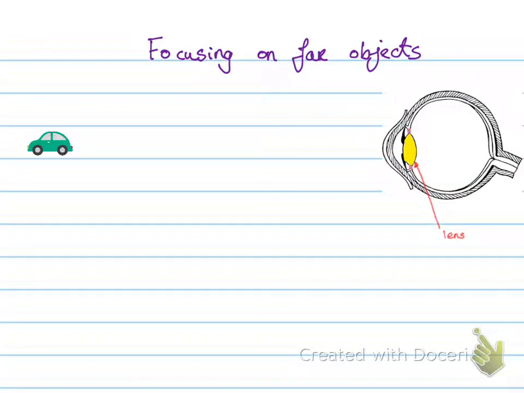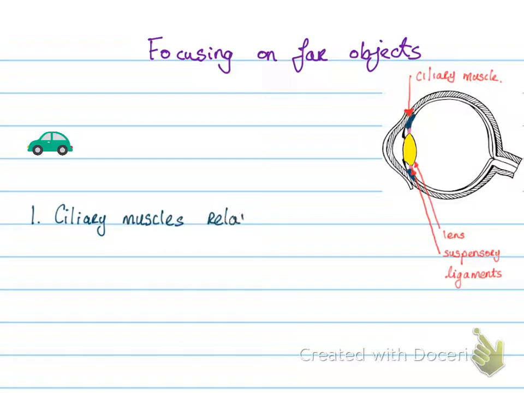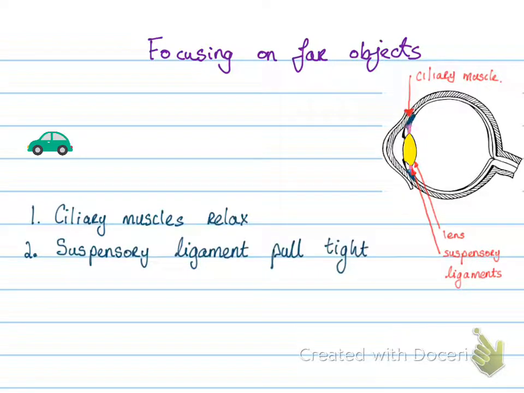Just a little reminder of some parts of the eye. I've coloured in yellow here the lens. The pink is the suspensory ligaments, and the blue is the ciliary muscles. So when an object is far away, the ciliary muscles relax, okay? As they relax, the suspensory ligaments pull tight. So as you can see here, they'll pull tight, and this makes the lens go thin.